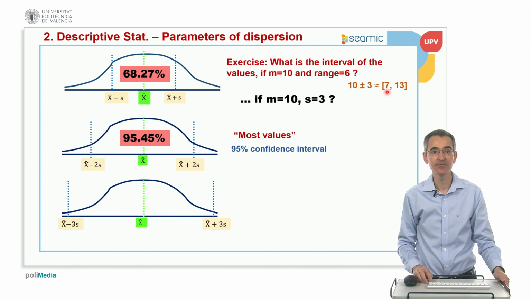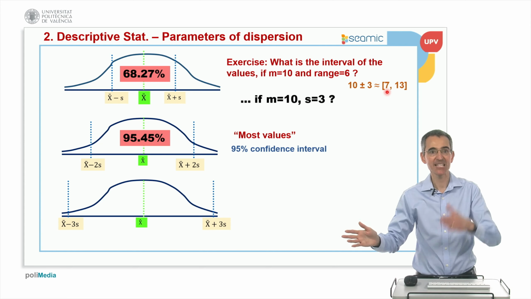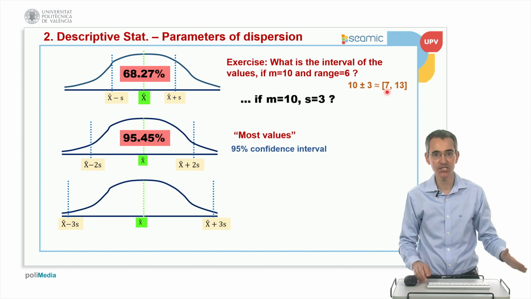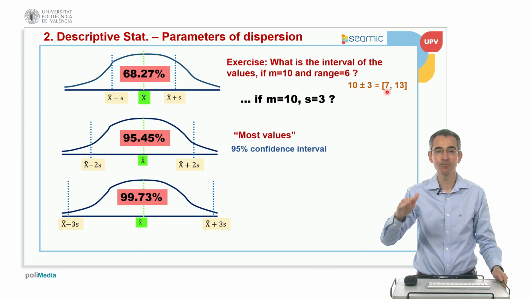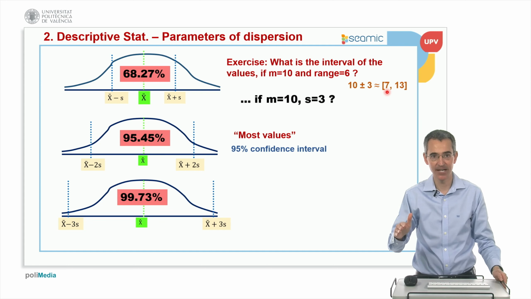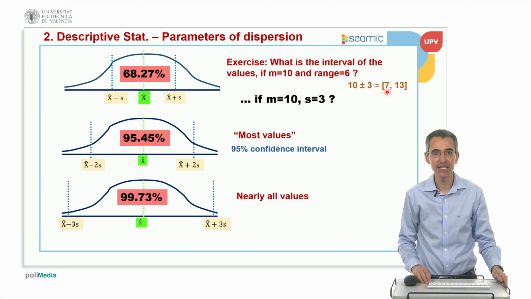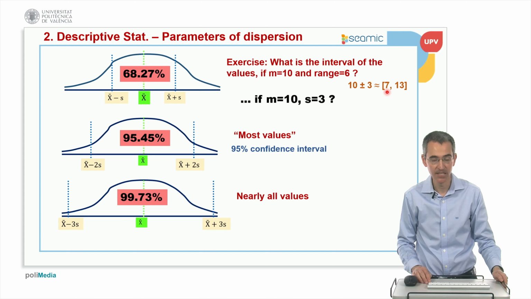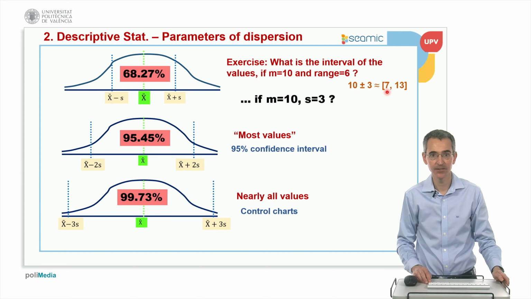What happens if I obtain the interval of the average plus minus 3 times the standard deviation? Well, in a normal distribution, it accounts for 99.7% of the values, which is nearly all of them. Just 3 out of 1,000 will be outside this range. So this is nearly all of them. This rule is used very often in control charts used in industry.